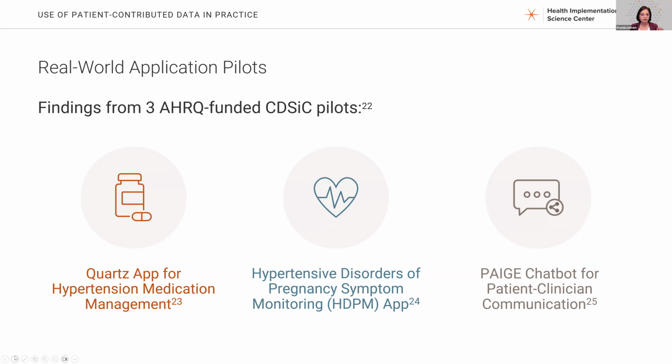So starting on the left, I'll talk about the Quartz app. This app was designed to assist patients with hypertension in their medication management. As you know, medication non-adherence is a huge problem. When patients don't take their medications as prescribed, it leads to 2.5 times higher odds of hospital readmissions. And I think when we checked, it costs the US healthcare system over $500 billion annually. So the Quartz app was designed to help patients better manage their medication, particularly in the context of hypertension.